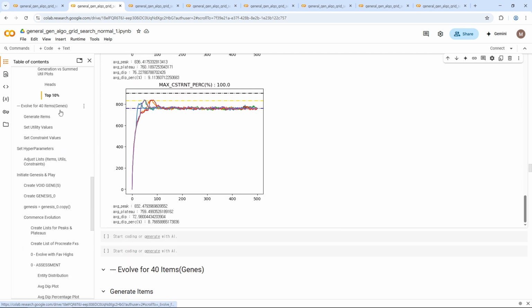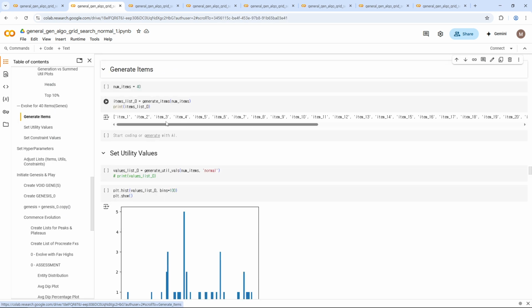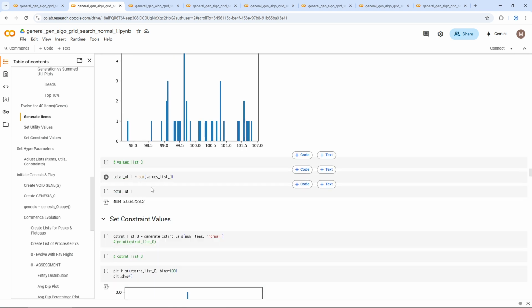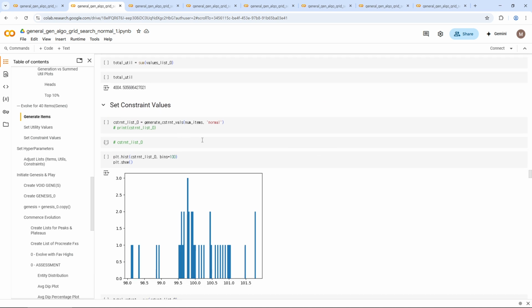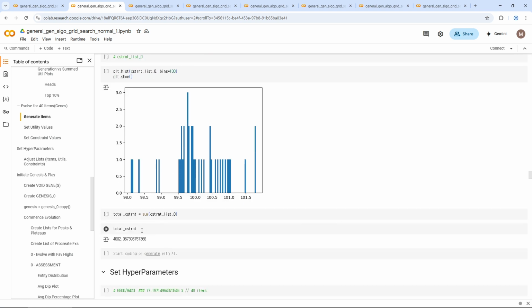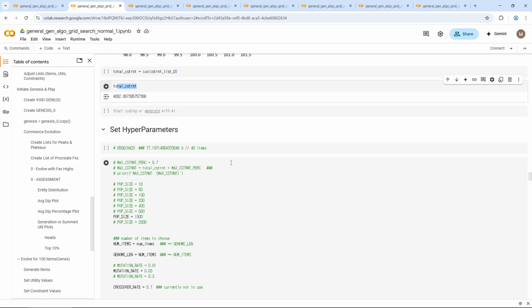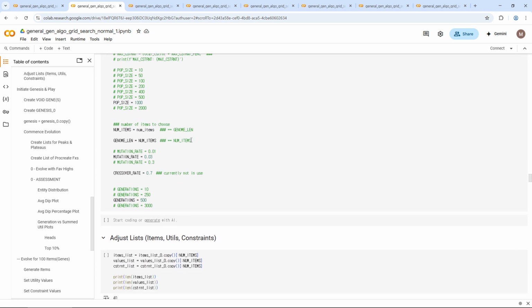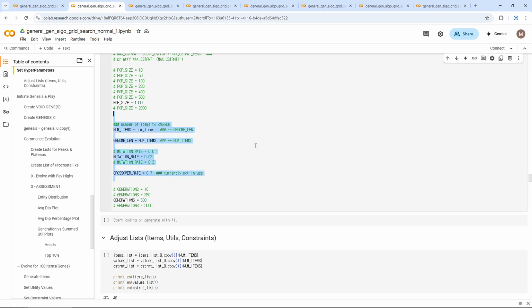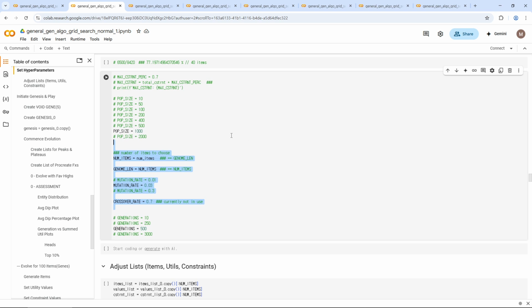Let's see what happens when we have 40 items. So we generate the 40 items. The total utility sum is 4004, and about the same for the total sum of constraints. And then we set the hyperparameters, population size being 1000. Oh, by the way, the hyperparameters are almost all the time the same.